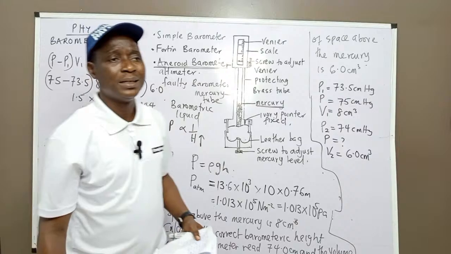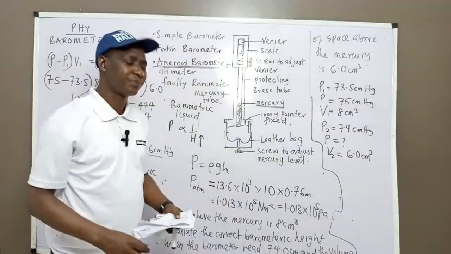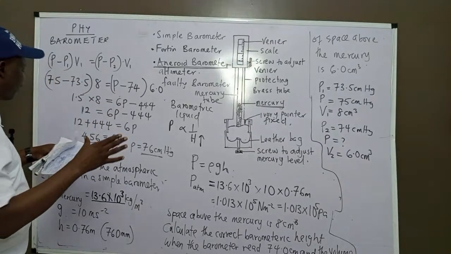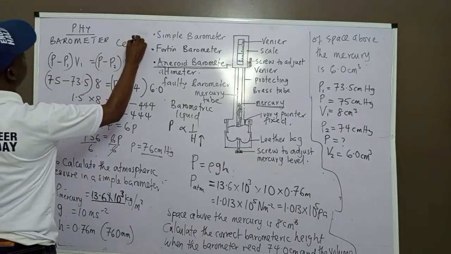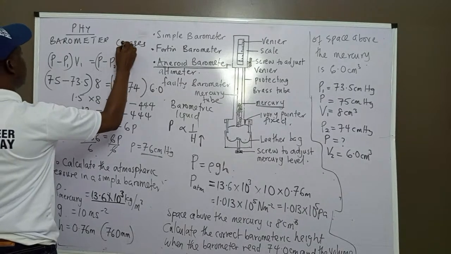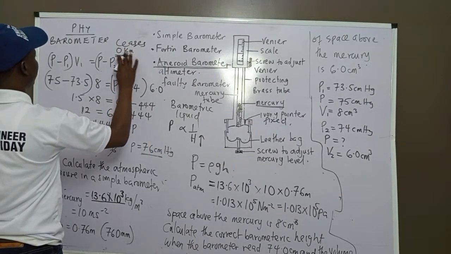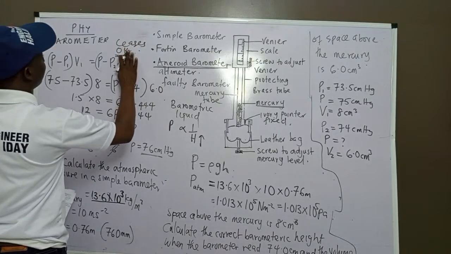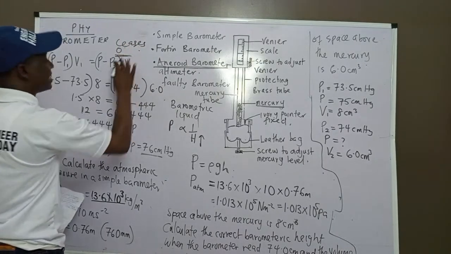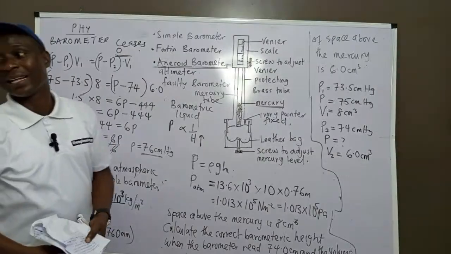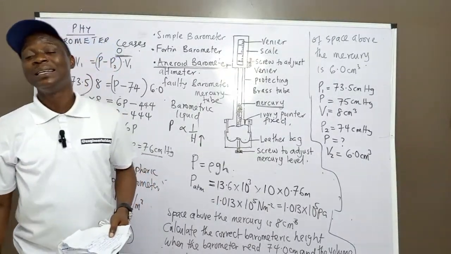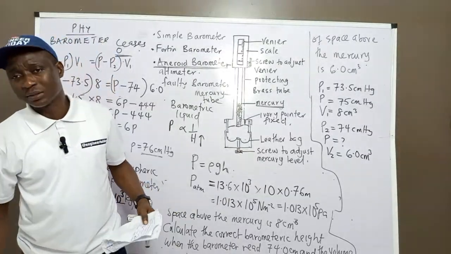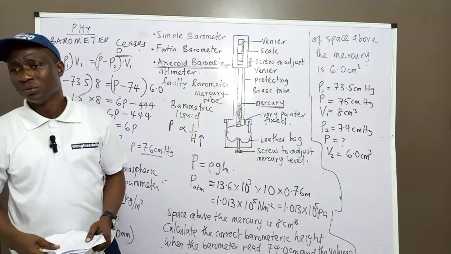Now, the height at which the atmospheric pressure ceases is what we call 0 kilometer or 0 millimeter, or zero anyhow. Either it is 0 millimeter or centimeter, zero is zero. Somebody was asking me whether 0 centimeter and 0 millimeter are the same thing. Yes, because zero is zero. You cannot quantify zero. You understand me?